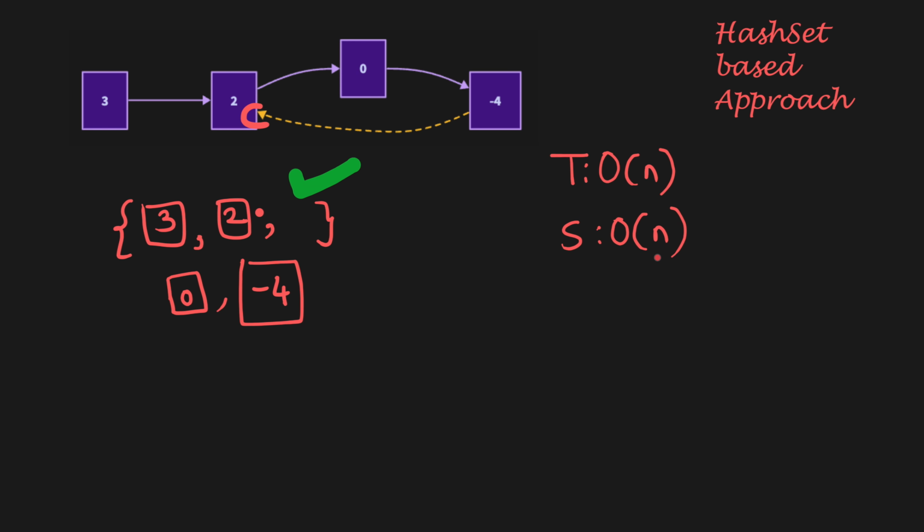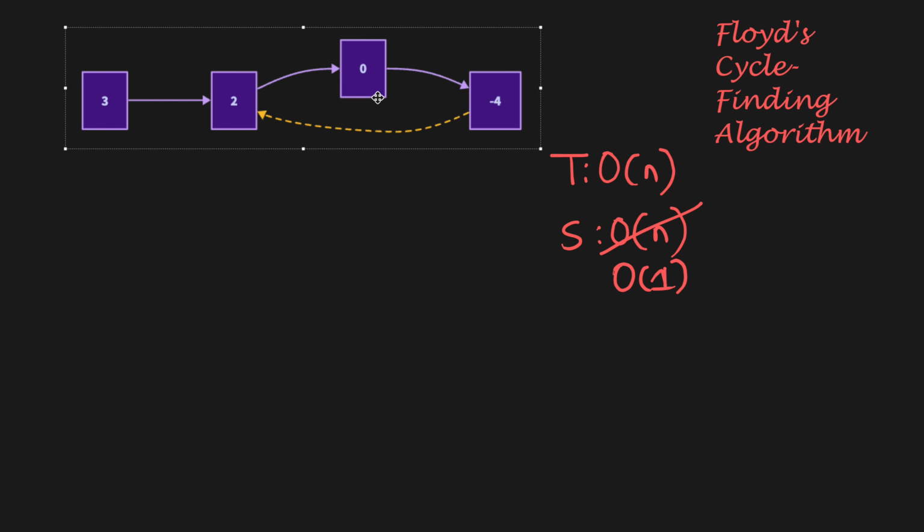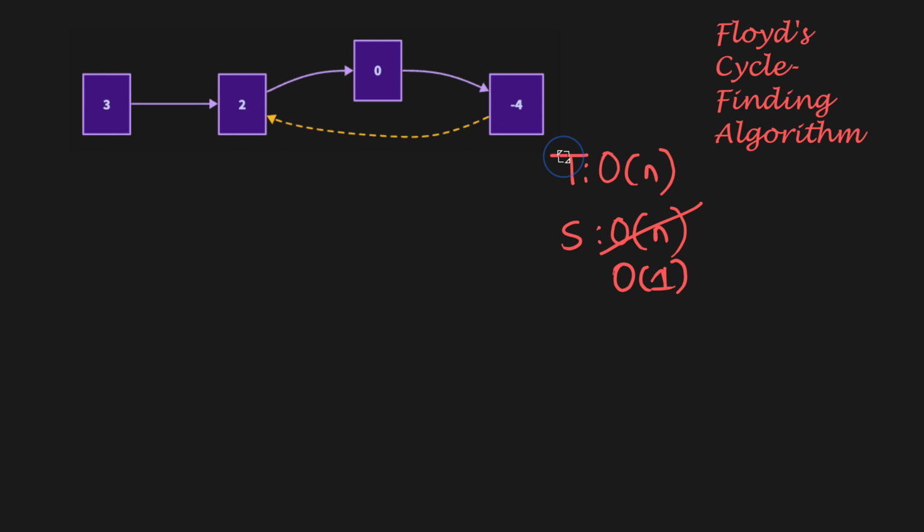Can we detect a cycle without remembering every node we have visited? Is there a way to solve this problem using only constant extra space? And the answer is yes. We can do that by using a clever technique called Floyd cycle finding algorithm, also known as tortoise and hare algorithm. We again start at the beginning of the linked list, but with two pointers this time.